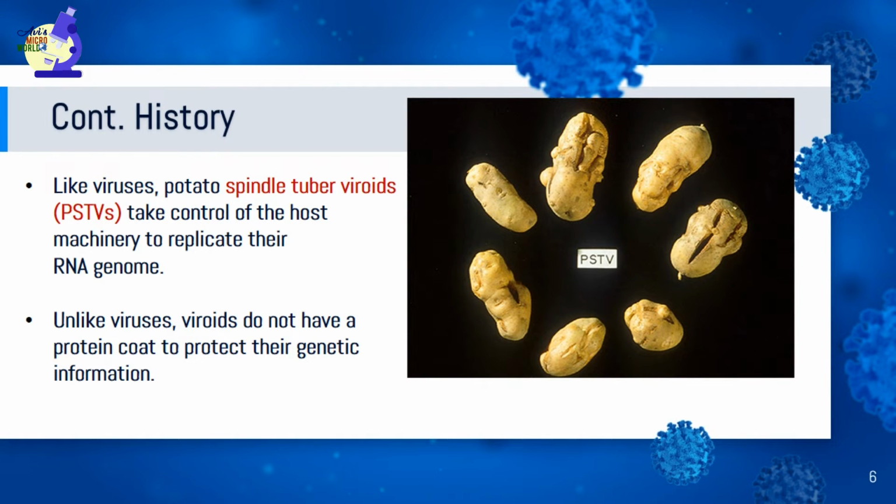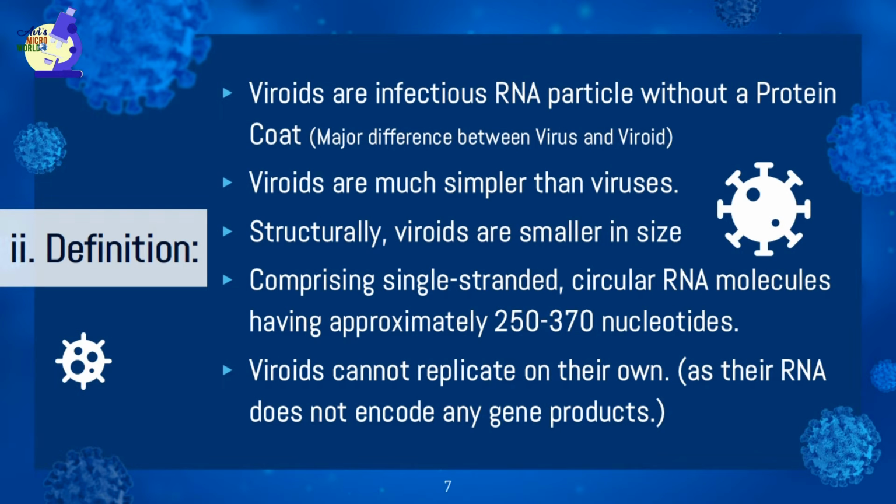Like viruses, potato spindle tuber viroids (PSTV) take control of the host machinery to replicate their RNA genome. Unlike viruses, viroids do not have a protein coat to protect their genetic information. Now into the definition. Viroids are infectious RNA particles without a protein coat. This is the major difference between the virus and a viroid.